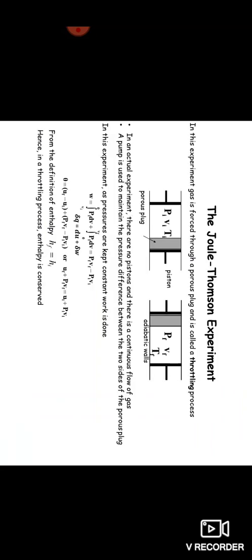Now the Joule-Thomson experiment. In this experiment, gas is forced through a porous plug and it is called a throttling process. Pi, Vi, Ti is the initial position, and in between is the piston, and finally, across the adiabatic valve we have Pf, Vf and Tf. This is the final position. In an actual experiment, there is no piston and there is a continuous flow of gas. A pump is used to maintain the pressure difference between the two sides of the porous plug. In this experiment, as pressure is kept constant, work is done. From the definition of enthalpy, Hf is equal to Hi, hence in a throttling process, enthalpy is conserved.